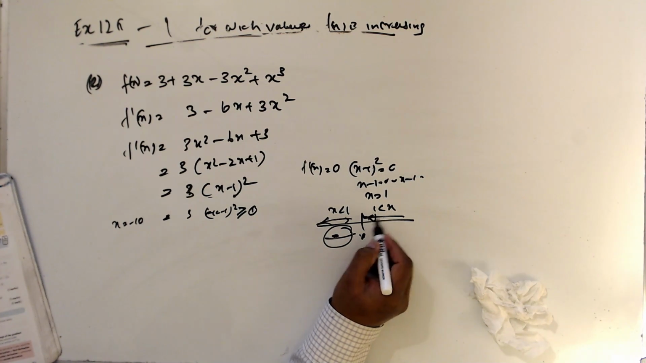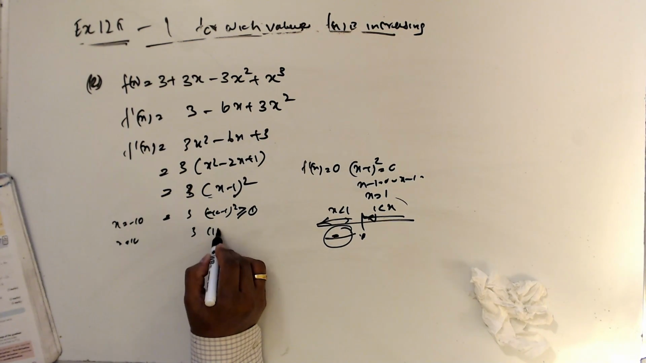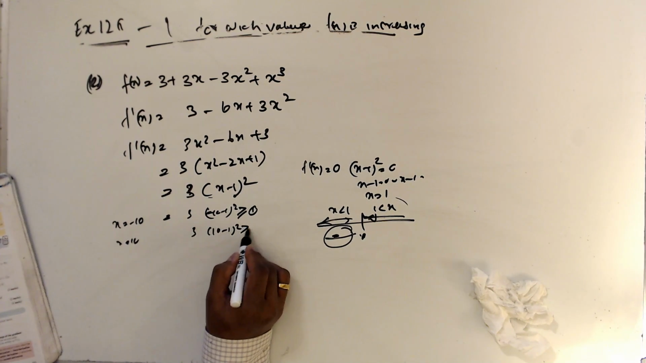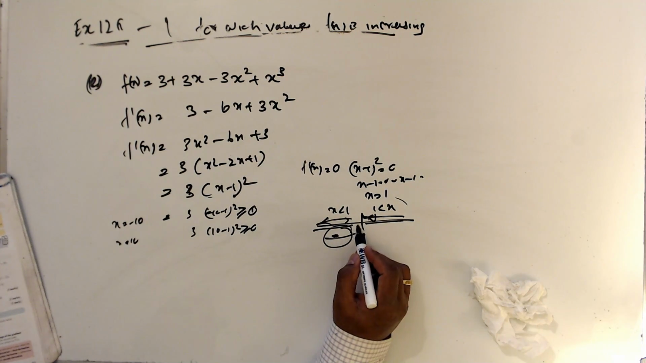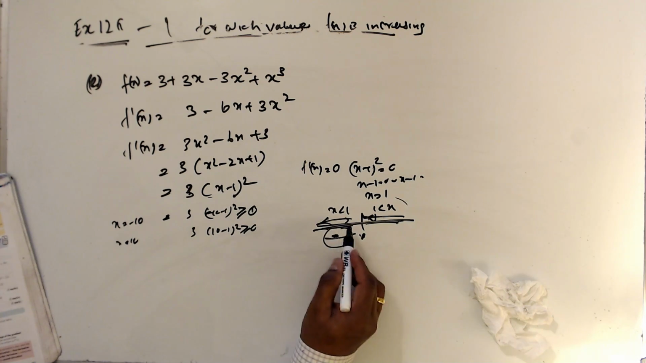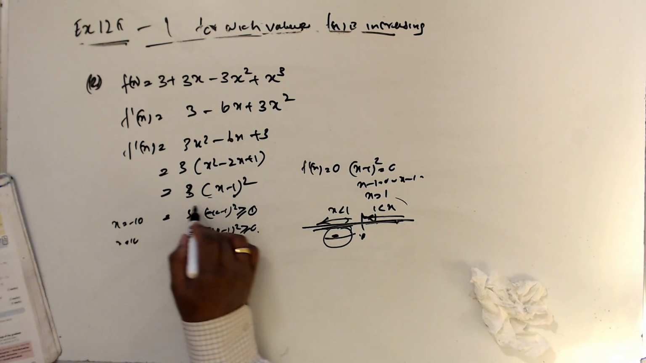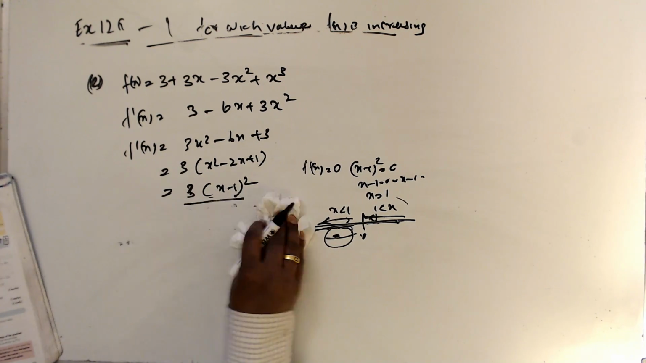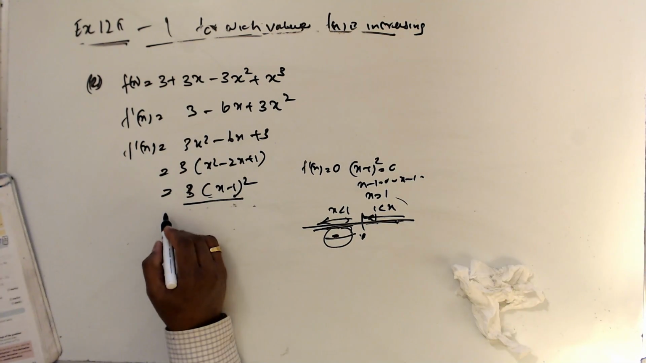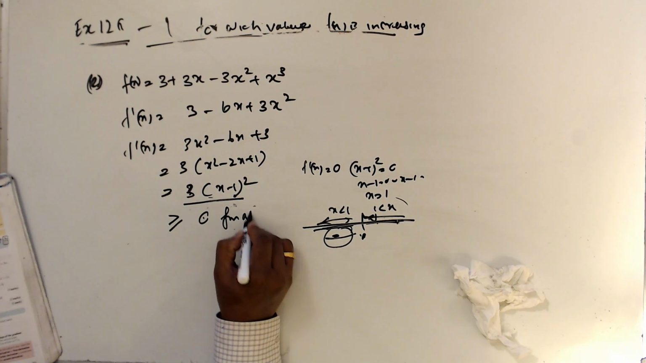If you take a positive value, when x equals 10, 3 times 10 minus 1 square, 9 square is still greater than 0. It means if you take any value from the number line, on both sides it is positive. You can tell that 3 times x minus 1 square is greater than or equal to 0 for all x.